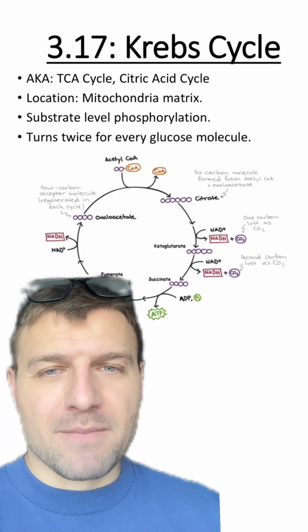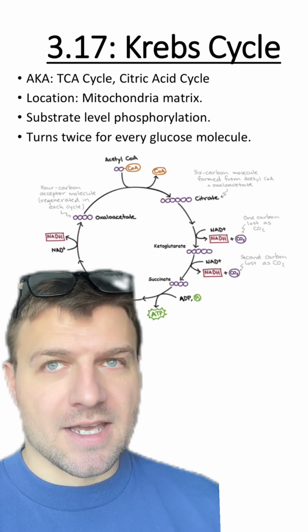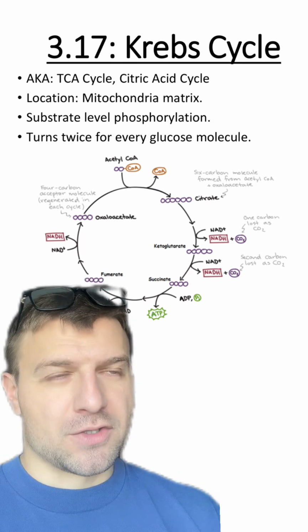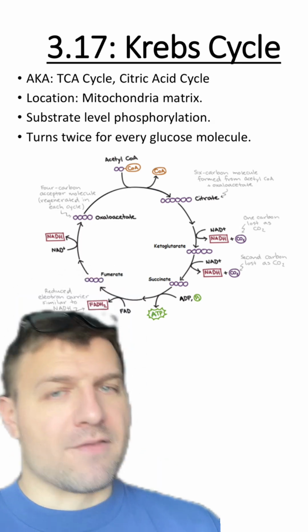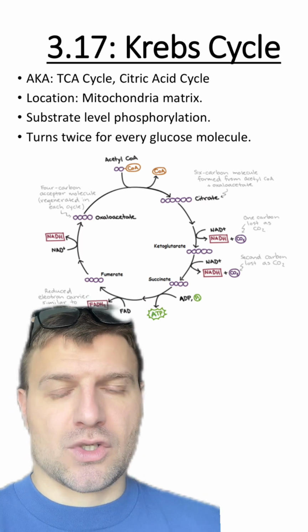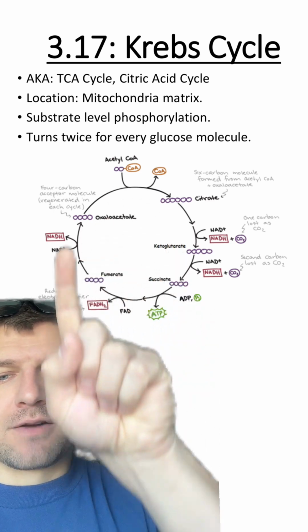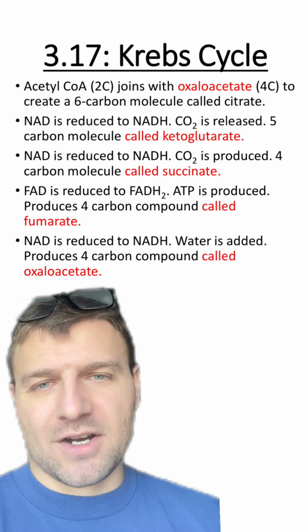This cycle occurs in the mitochondrial matrix. And basically in this process, there are a lot of enzymes and organic molecules that are going to react with each other. There's also going to be ATP produced through something called substrate level phosphorylation. For every glucose molecule that enters cellular respiration, the Krebs cycle is going to turn twice. What that basically means is we're going to get two of these acetyl-CoAs, and they're both going to go through this process. Now, there is a whole lot of things that are going on here.